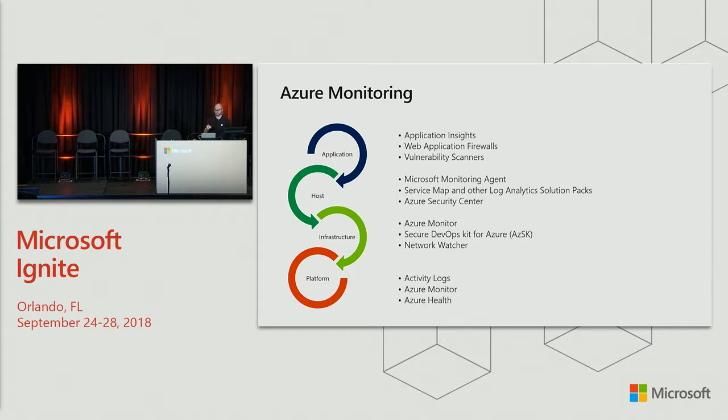And then we have the application layer. In there, of course, the Microsoft first-party solution is Application Insights, for application performance monitoring needs. And then, of course, we can add some application layer web application firewalls in there. We can add some third-party vulnerability scanners if you'd like as well.